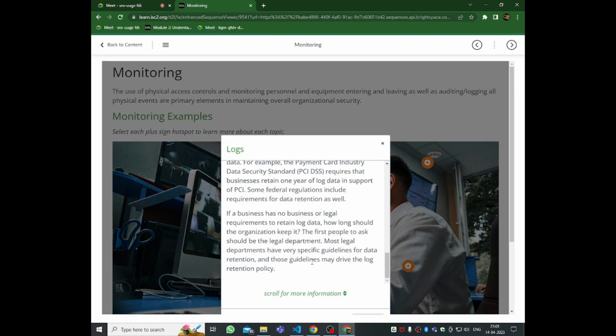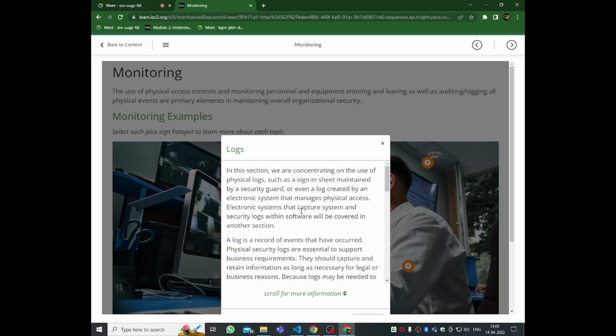Now, the second one is logs. So, what is there in logs? Let's see. In this section, we are concentrating on the use of physical logs, such as a sign-in sheet maintained by security guards, or even a log created by an electronic system that manages physical access. Electronic systems that capture system and security logs within software will be covered in another section.